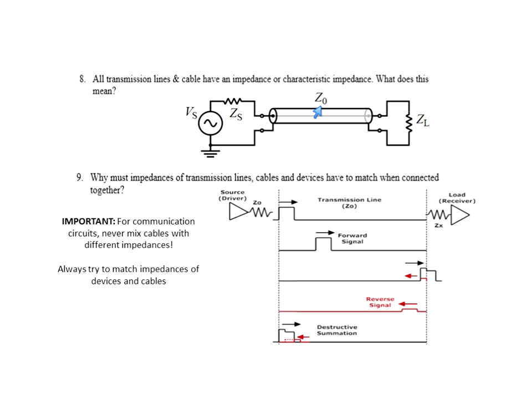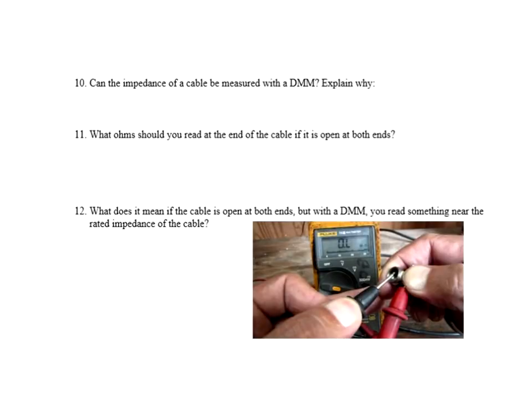All you need to know is cables have a characteristic impedance. It's called the impedance of the line. The impedance of the cable has to match the impedance of the device it's connected to. If it does, it works properly. If it doesn't, you get reflections which can cause problems. So, in a communication circuit, you never mix cables with different impedances, and you always try to match the impedance of the device to the cable or to another cable.